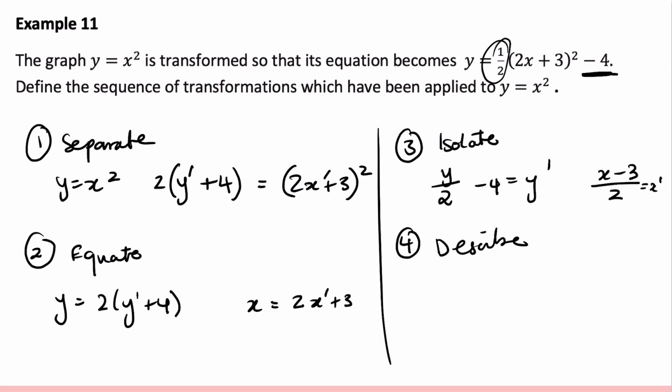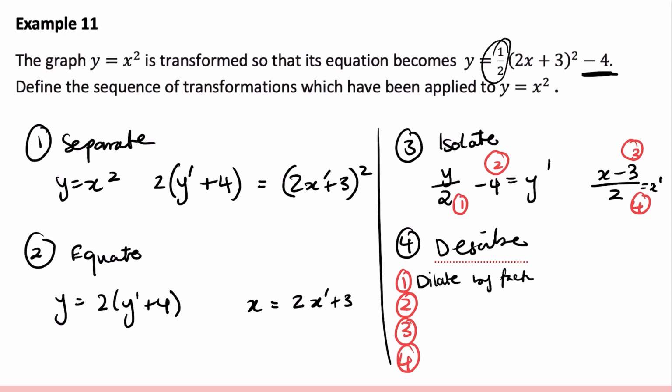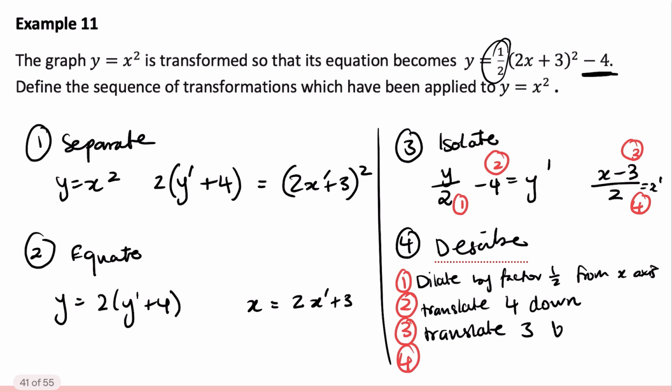So I'm just going to go ahead and number all of the different transformations we have. So first, second, third, fourth. All right, so we've got dilate by a factor of 1/2 from the x-axis, translate 4 down, translate 3 left, and dilate by a factor of 1/2 from the y-axis.